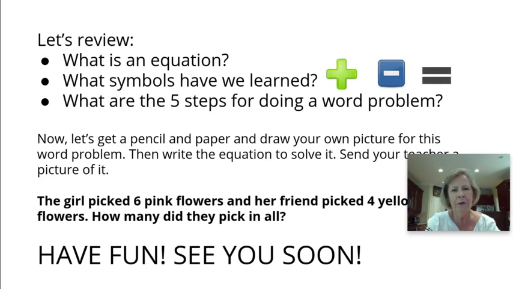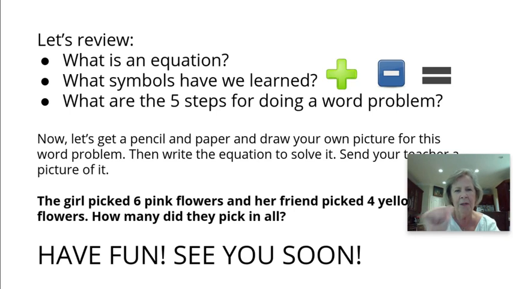And what are the 5 steps for doing a word problem? Read the problem. Point out the important parts of the problem that you know. Look for those numbers and what you're going to do with the numbers. Decide how you're going to make a plan to solve this problem. What are you going to do to solve the problem to get your answer? And 4, what of the symbols are you going to use? And number 5, always check your work. Be sure it makes sense.